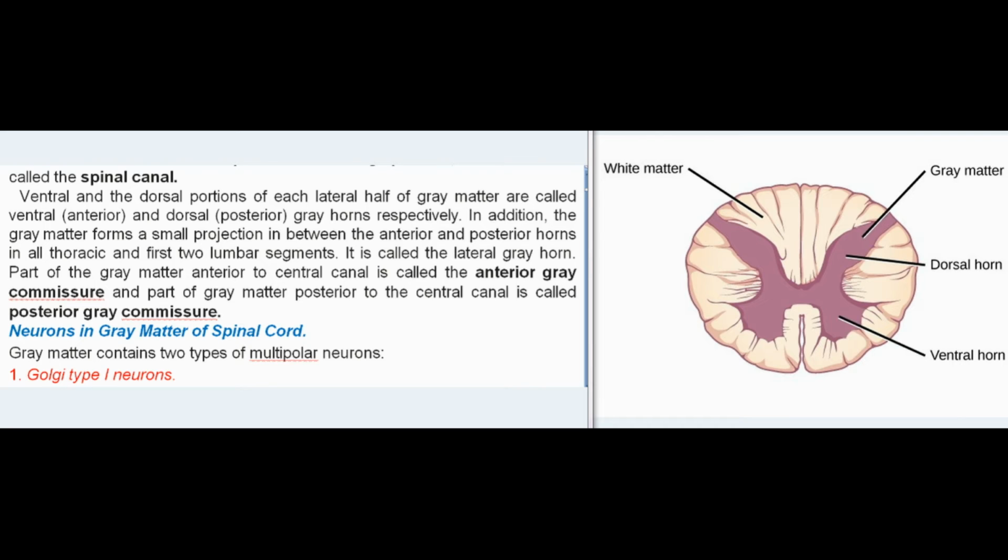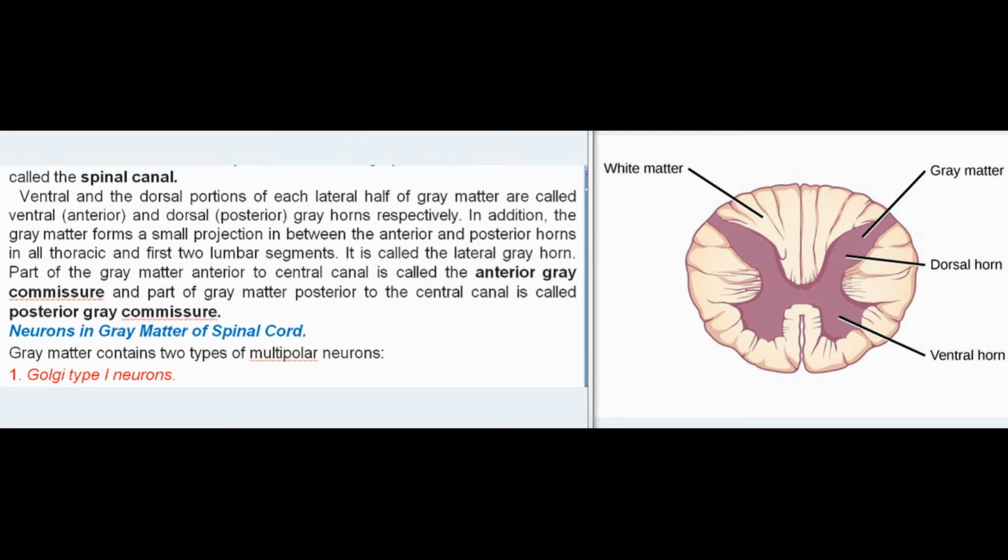Ventral and the dorsal portions of each lateral half of gray matter are called ventral, anterior, and dorsal, posterior, gray horns respectively. In addition, the gray matter forms a small projection in between the anterior and posterior horns in all thoracic and first two lumbar segments. It is called the lateral gray horn. Part of the gray matter anterior to central canal is called the anterior gray commissure and part of gray matter posterior to the central canal is called posterior gray commissure.